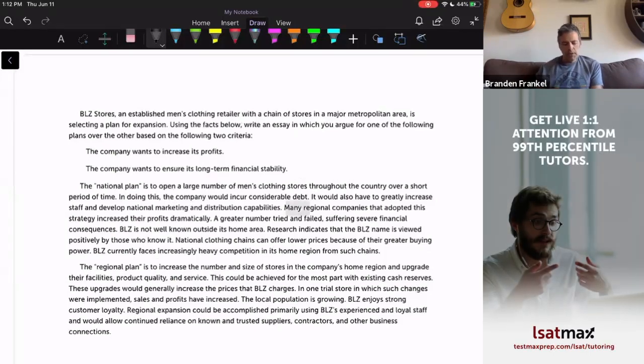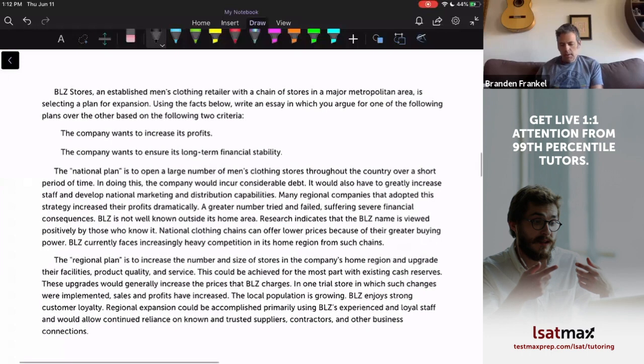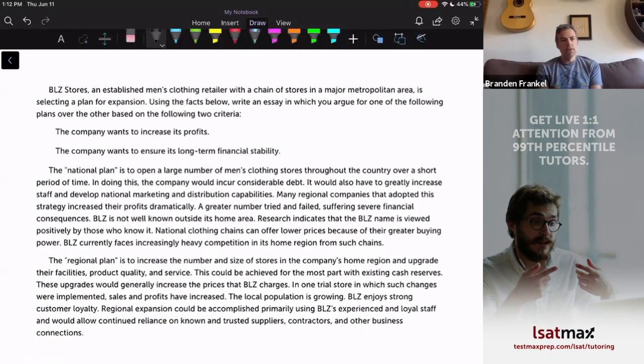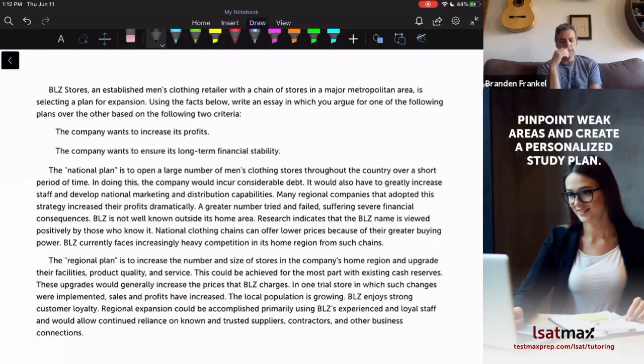So here's what this looks like. This is a real writing sample prompt from the June 2007 LSAT. And it looks like this.